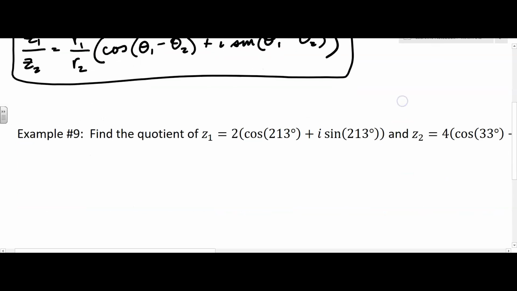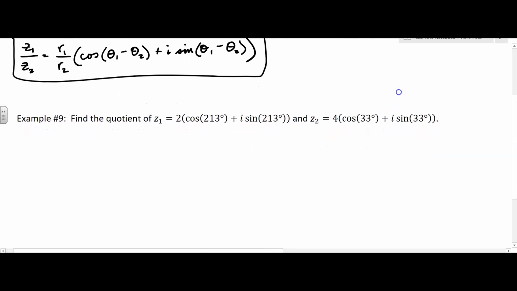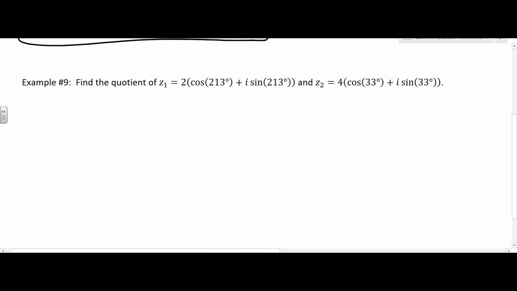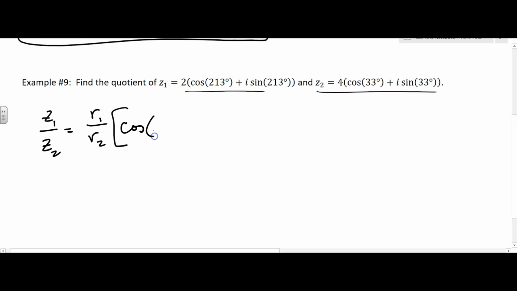Okay, so what do we have here? Okay, so find the quotient. They give us a number here, they give us a number here. And so we're going to take, well, let me write it out. So z sub 1 over z sub 2 is going to equal r sub 1 over r sub 2 times cosine theta sub 1 minus theta sub 2. I want it in front of us so we can put all the numbers in.